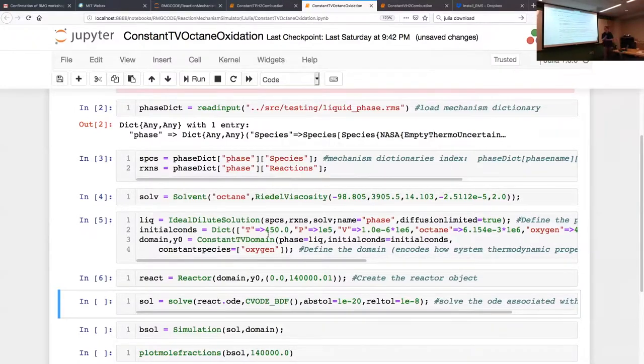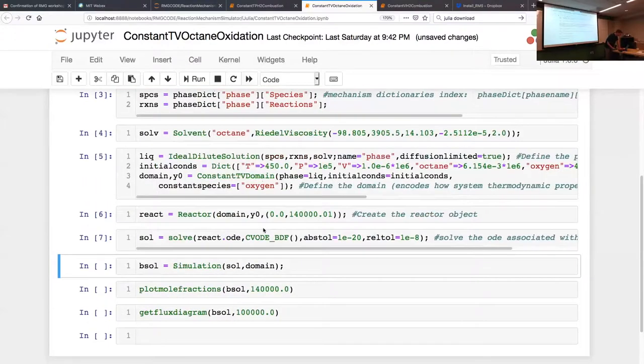And so now we define a reactor, and in these situations it can take a very long time to react, so we've given it quite a long time. And then we'll solve that.